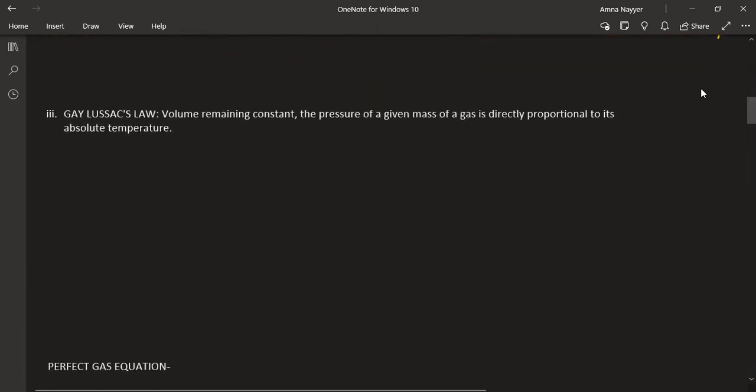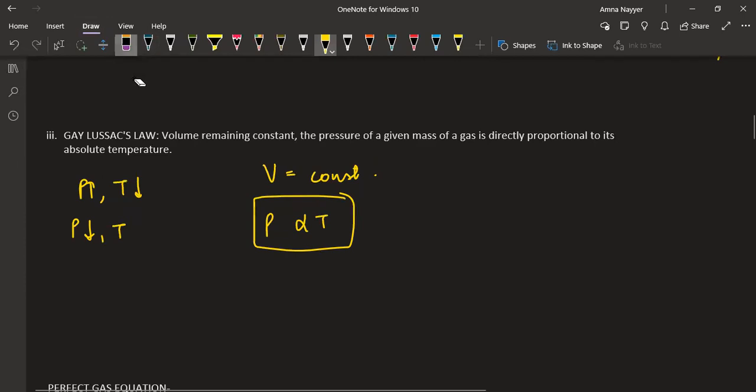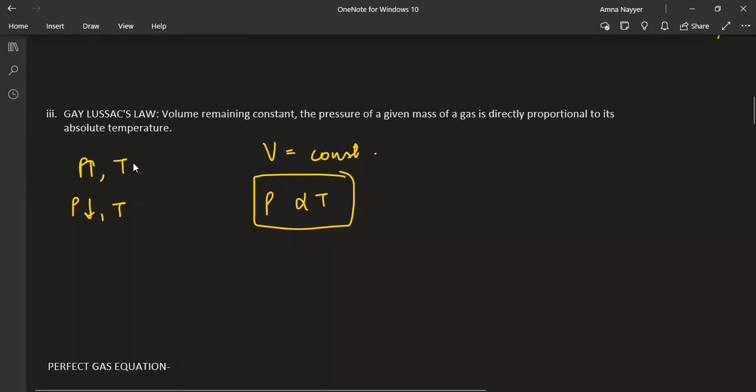The last law that you have is known as Gay-Lussac's law. Here, which quantity will remain constant? Here, volume will remain constant. So pressure and temperature are directly proportional to each other. It means if pressure increases, temperature also increases, and if pressure decreases, temperature also decreases.